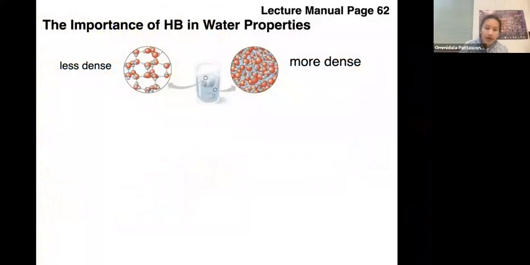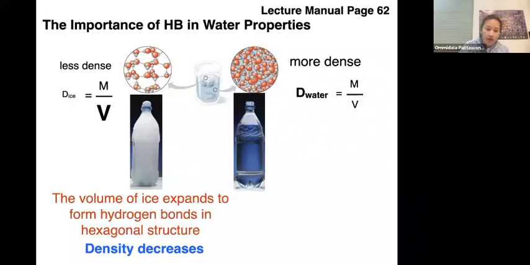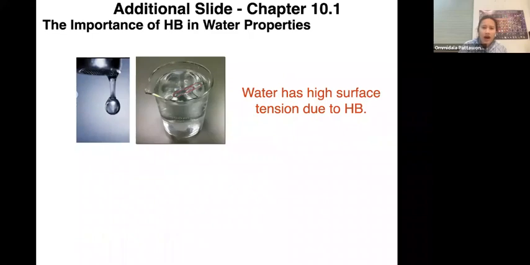The reason why water becomes less dense at temperatures below 4 degrees Celsius is because water molecules start to form hydrogen bonds in a hexagonal structure, and this hexagonal structure causes the volume of water to expand. So in this case, you will see that the ice would expand, right? Because the volume of ice gets bigger. And as the volume expands, the density decreases. So therefore, ice would float in water.